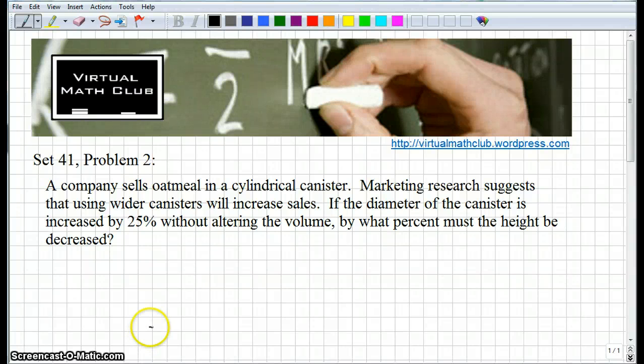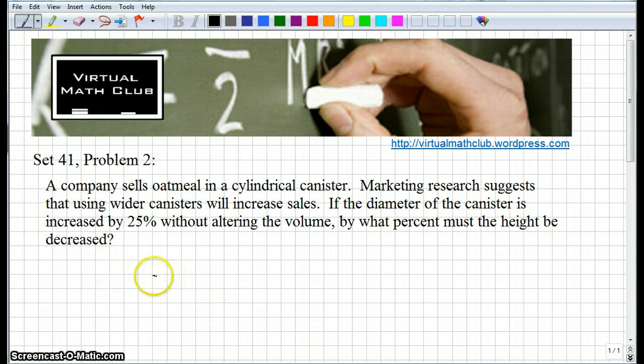Problem number 2. A company sells oatmeal in a cylindrical canister. Marketing research suggests that using a wider canister will increase sales. If the diameter of the canister is increased by 25% without altering the volume, by what percent must the height be decreased?